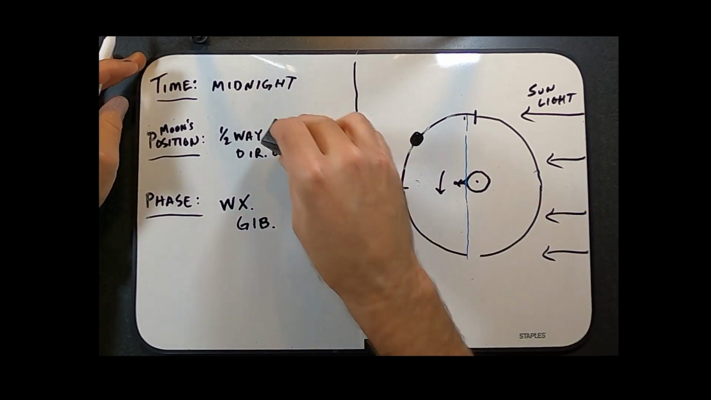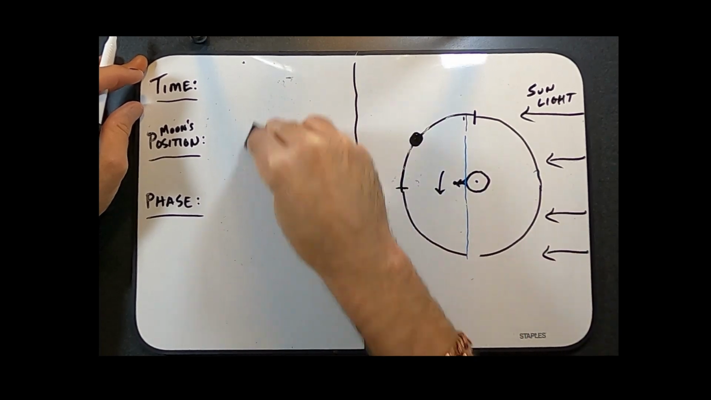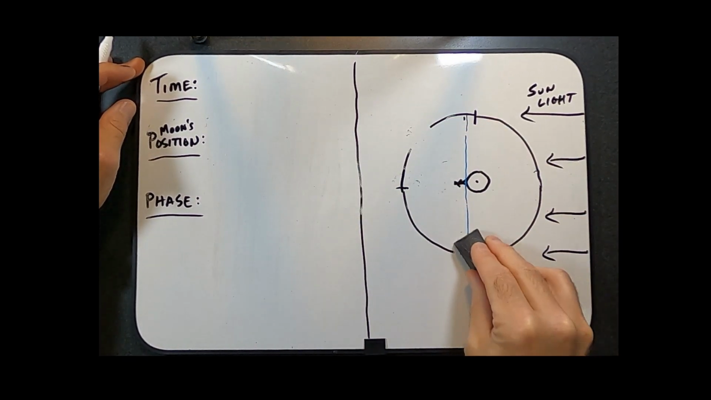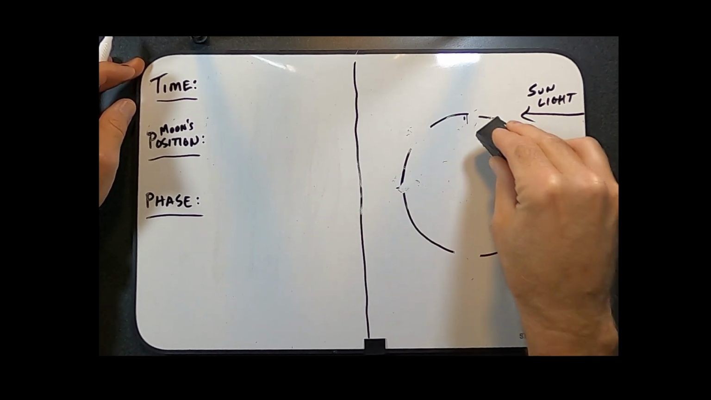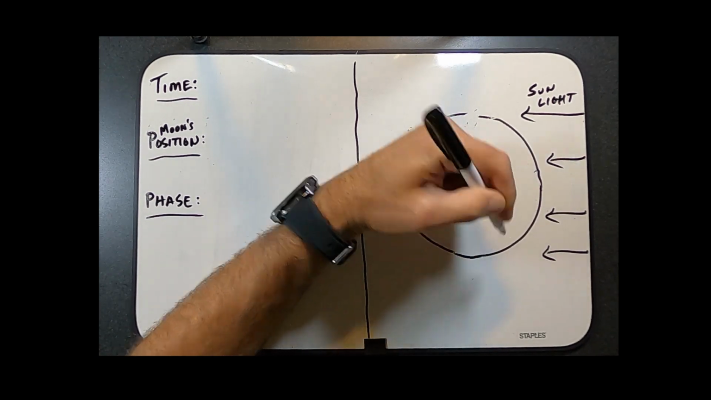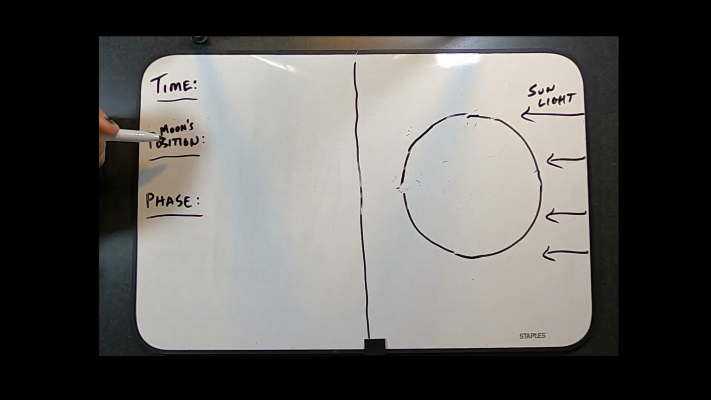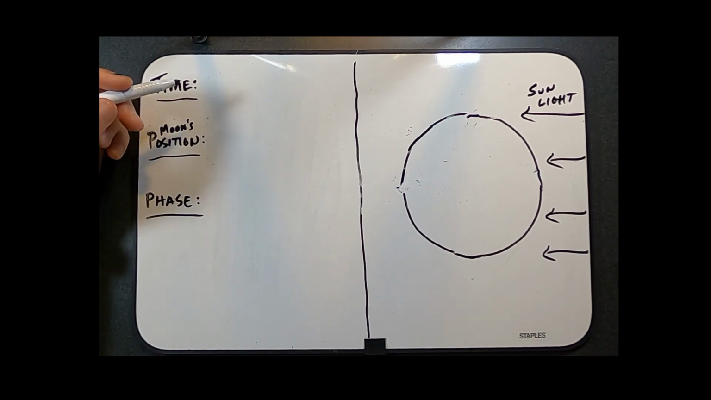Okay, we're going to do one more example just because I want to mix it up a little bit, because some of the questions that you're going to have are going to ask you for not the time, not the phase, but for the moon's position. So there's going to be a variety of things. So let's do the one where you're solving for time. So I'm going to make this up as we go.